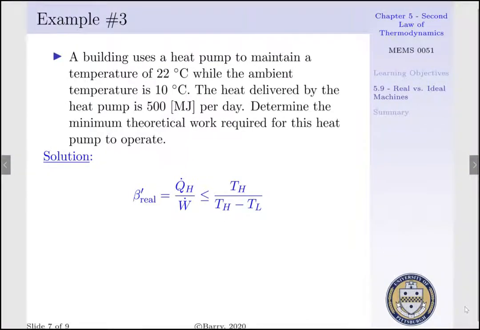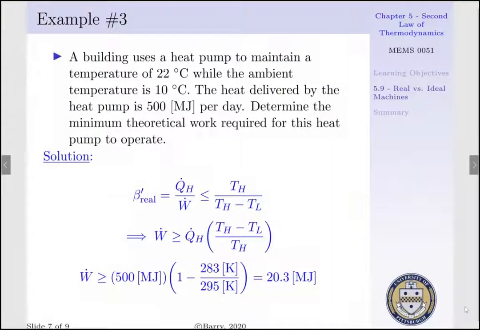We recall that our coefficient of performance for a heat pump is our heat supplied per our work input, or in rate form, QH dot per W dot. And this has to be less than or equal to the Carnot coefficient of performance of a heat pump, which is TH per the quantity TH minus TL. Or if we re-express this in terms of our work input, W dot has to be greater than or equal to QH dot times the quantity TH minus TL per TH. Substituting in our values, our W dot has to be greater than or equal to 500 megajoules times 1 minus 283 per 295, which is equal to 20.3 megajoules.